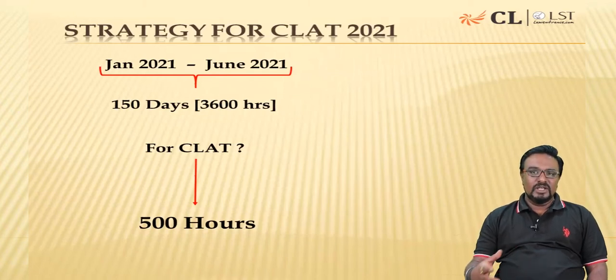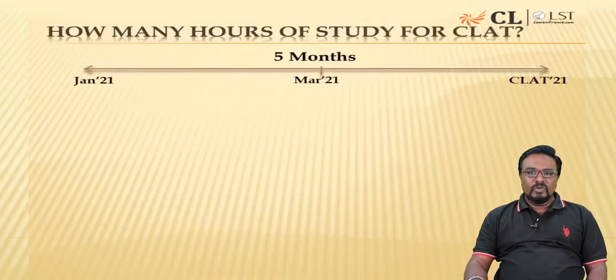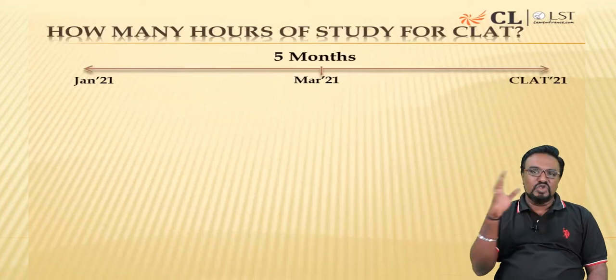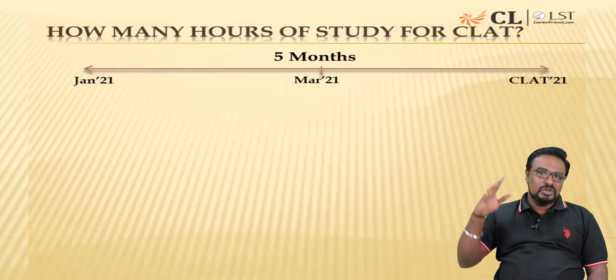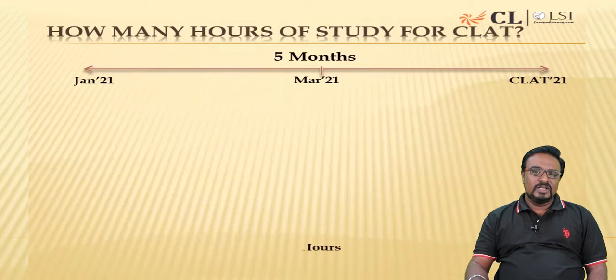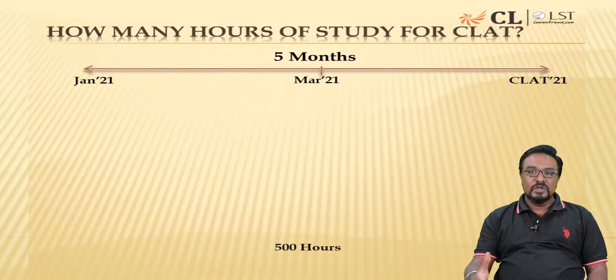But those 500 hours have to be pretty crucial. Most of you might be thinking, how is this 500 hours going to work out? Let me show you something. 500 hours taken across 5 months, from January till March, and March to your CLAT date in June. Let me divide this 500 hours for you so that it becomes much easier for you to fit that into your day-to-day life.